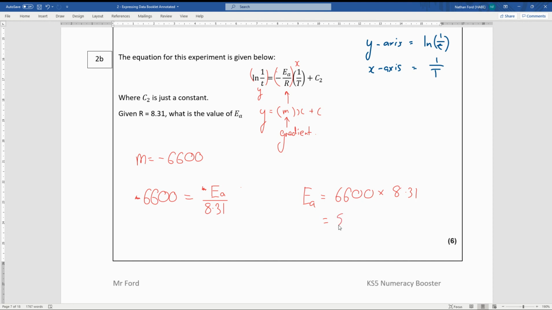Okay, so we got 54,846. Okay, now the rest of it's a bit of science, bit of chemistry, but just by knowing some numeracy skills, you can answer a 6-mark question. Just by knowing how to read a graph and use your calculator. Now, give a go at the next question, see how you go. Thank you for today.